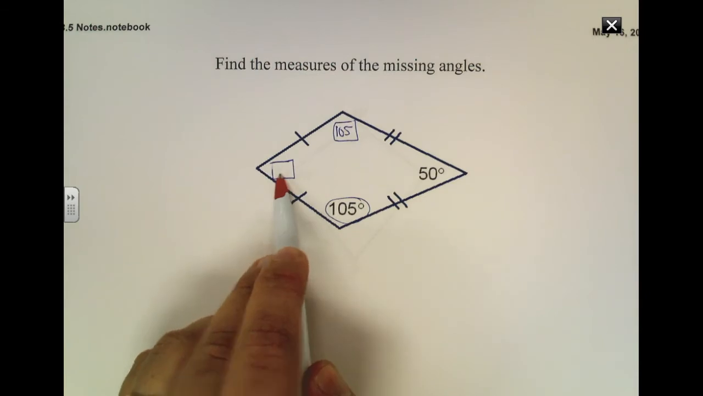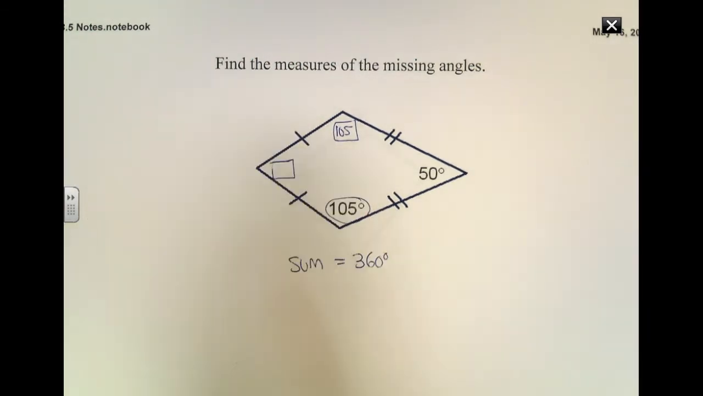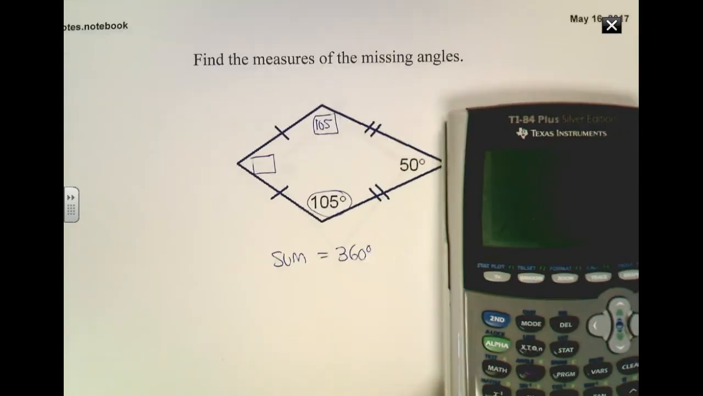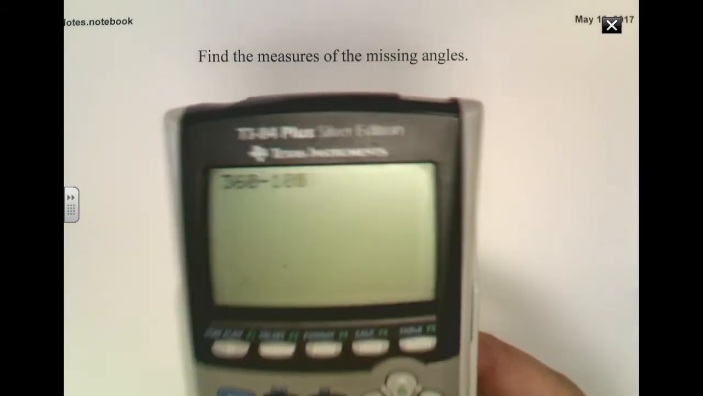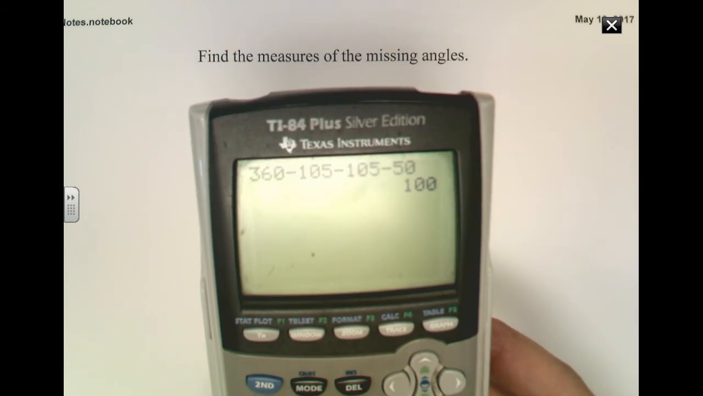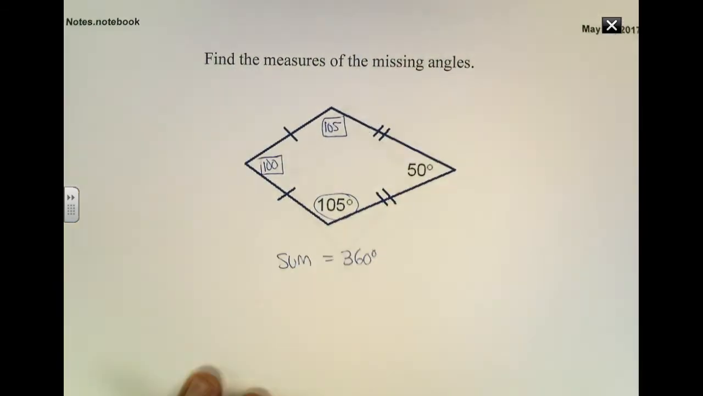Now, to figure out the fourth angle, we need to remember that the sum always is going to equal 360 in a quadrilateral. So I'm going to just do this on my calculator real quick. We're going to take 360, minus 105, minus another 105, and then minus 50 from it. That's going to leave me with 100 degrees left over, which means this has to be 100 as well.